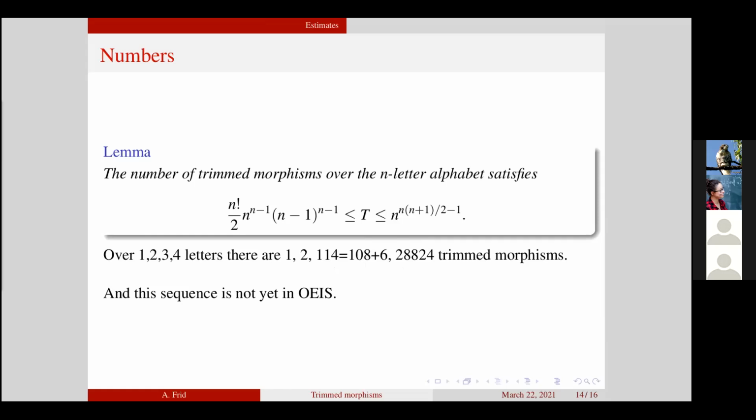So this sequence is not yet in the online encyclopedia because there is no preprint, there is nothing. It is just a draft. And I looked for it. It is not there. It's something new, and maybe it's just too nasty to be included anywhere.